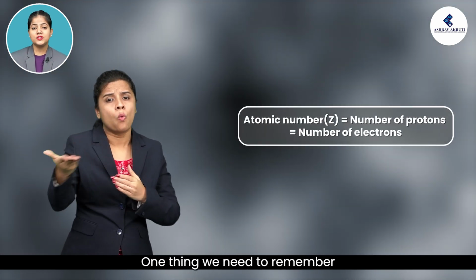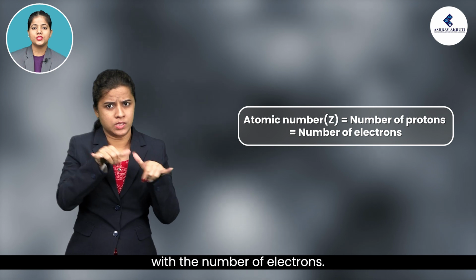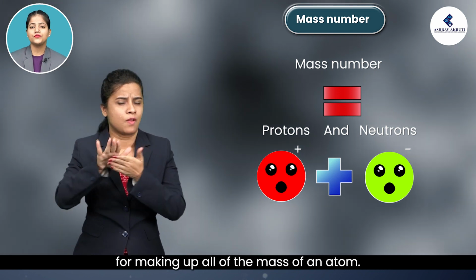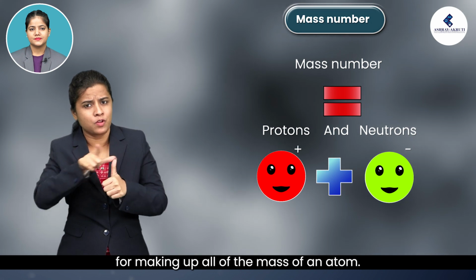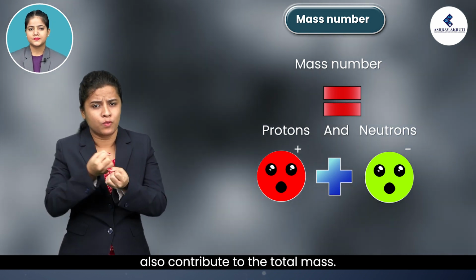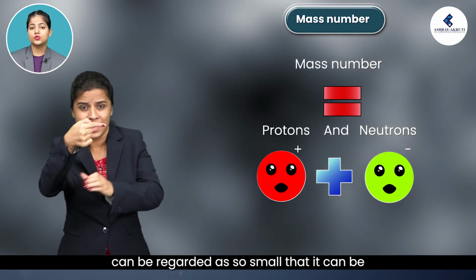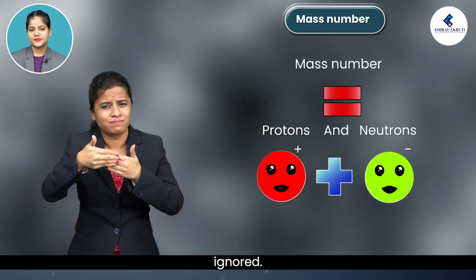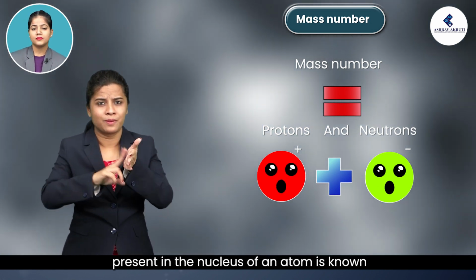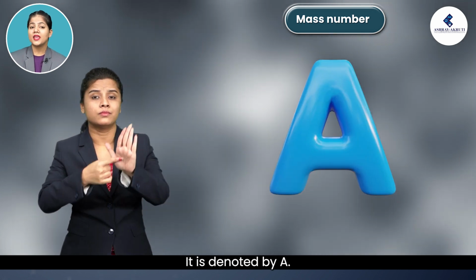One thing we need to always remember is that due to the electrical neutrality, number of protons is always similar to the number of electrons. Protons alone are not responsible for making up all of the mass of an atom. The neutrons in the nucleus also contribute to the total mass. The mass of the electron can be regarded as so small that it can be ignored. Number of protons and number of neutrons present in the nucleus of an atom is known as the mass number of an atom. It is denoted by A.